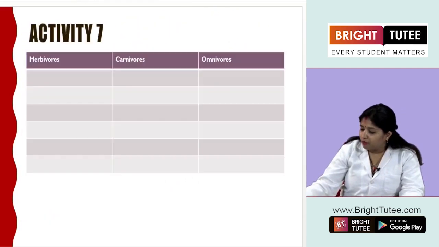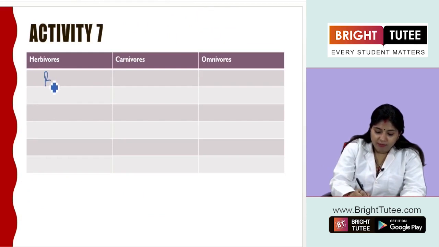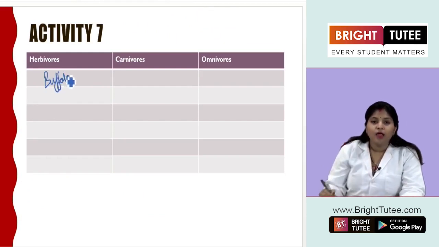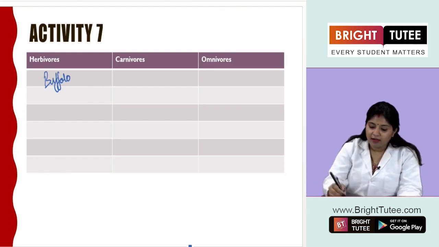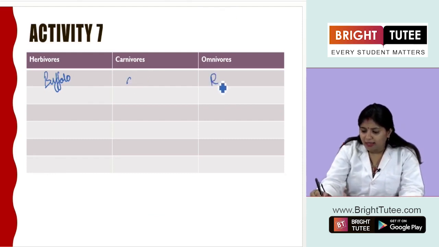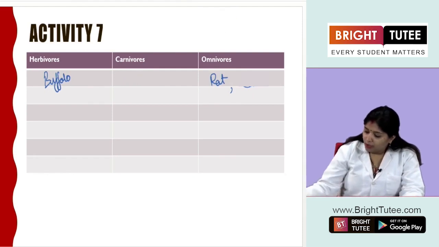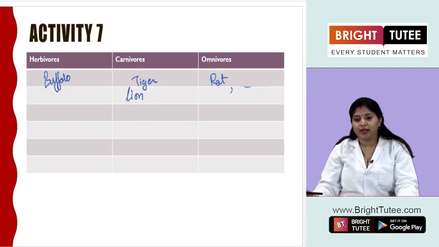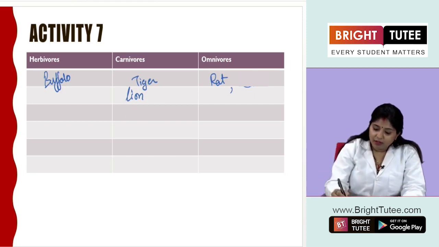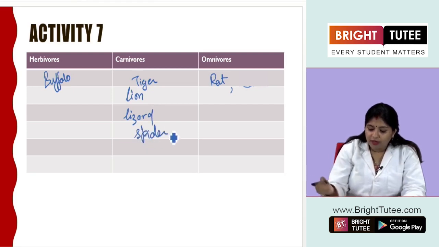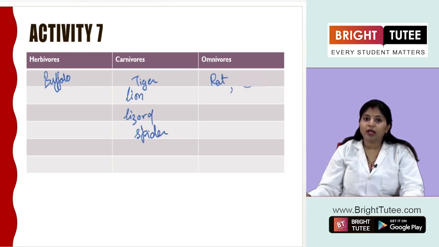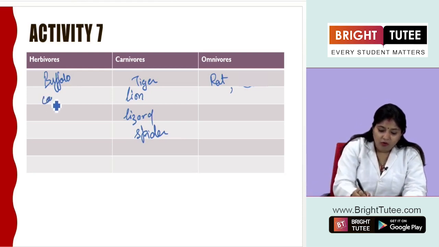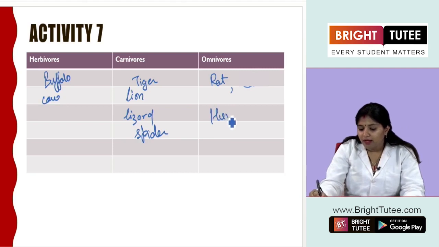So where do we place buffalo? We will place buffalo in the herbivores. Why? Because buffalo only eats what? Only eats plants. Then we put rat in the omnivores. Then, moving on, there was lion and there was tiger. So we know that lion and tiger are to be placed in carnivores because they can eat only and only other animals. Similarly, if we talk about lizard, if you talk about spider, they all feed on the flesh of other animals or insects, right? Then you have cow, right? Humans will be placed in omnivore, right?